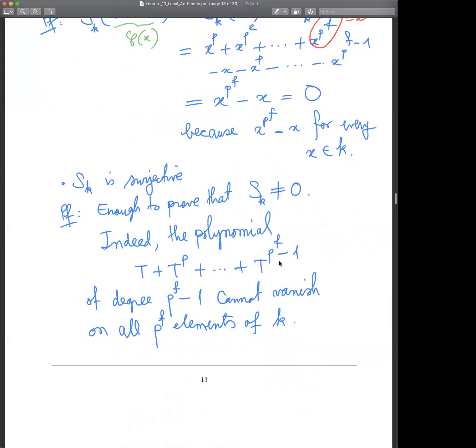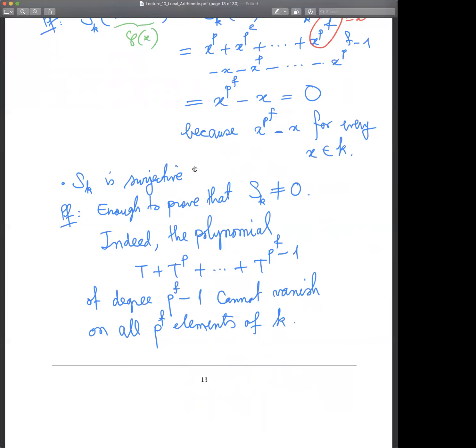Next, let me try to prove that Sk, the trace map, is surjective. Now it's a linear map. So to show that a linear map is surjective, it's enough to show that it takes a non-zero value. It's enough to show that it's not the zero map.